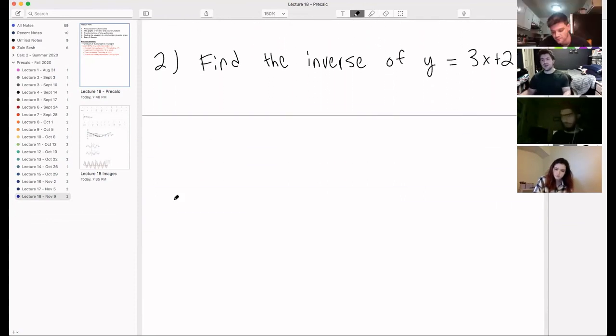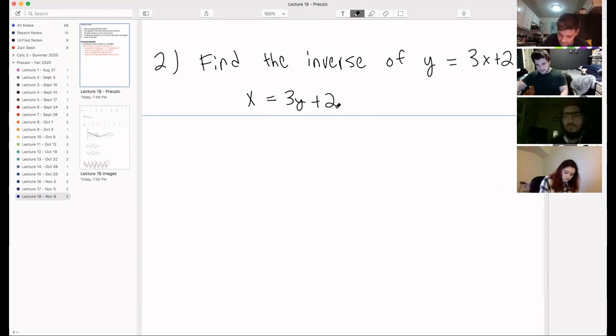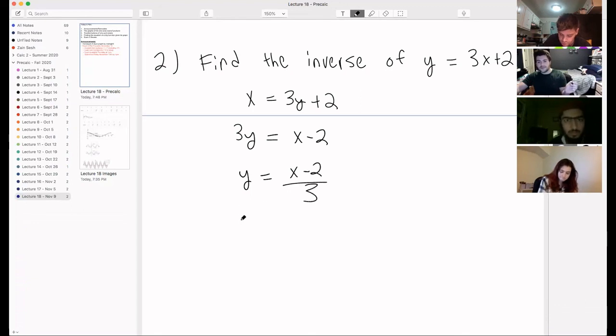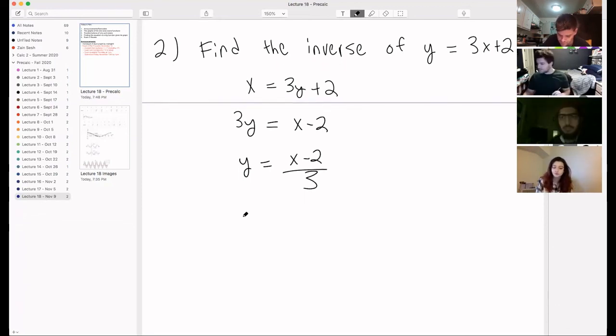Let me go through how you do this. Firstly, you want to swap the x and y variables. So now x is equal to 3y plus 2. Now you solve for y. You just have to isolate y in this equation. So 3y is equal to x minus 2. Divide both sides by 3. You'll get y is equal to (x minus 2) over 3. Done. So expect something of this level on the exam, all right? I hope that's clear.